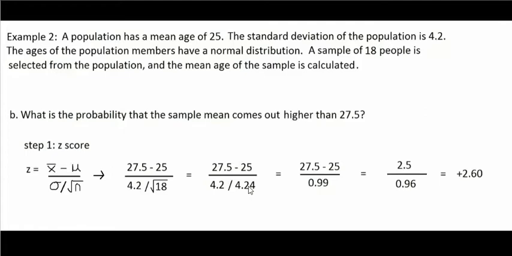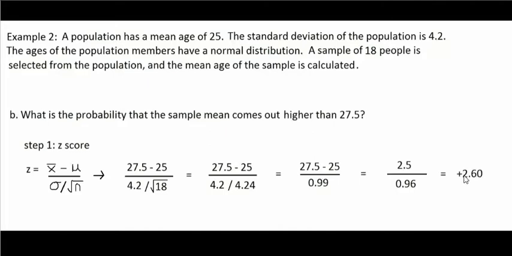Once again, we take the square root. So the square root of 18 comes out to 4.24. Divide the two numbers on the bottom. It's 0.99. Subtract on top, 2.5. Divide 2.5 by 0.99, and we have this answer. So it's positive 2.60, and I put the plus sign there because it's important to show if it's a positive or negative z-score, because that affects which table we're going to. And it also has to be rounded to two places to use the table.